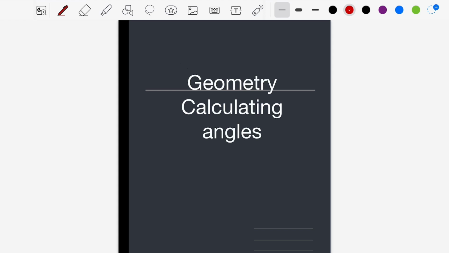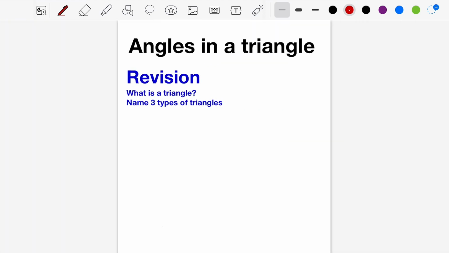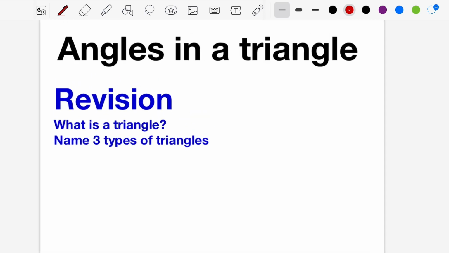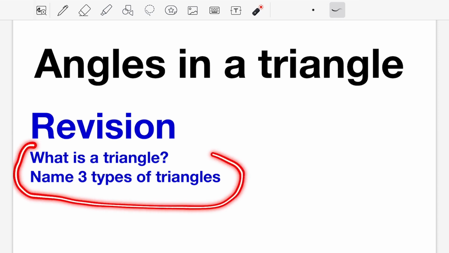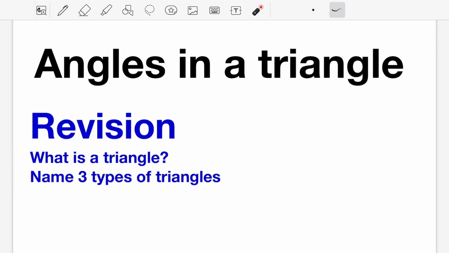Geometry, calculating angles. Angles in a triangle. So before we calculate angles in a triangle, please revise your triangles. Remember the different types of triangles. We do have a video on that where you will encounter things like equilateral triangles, isosceles triangles, scalene triangles, and right-angled triangles.